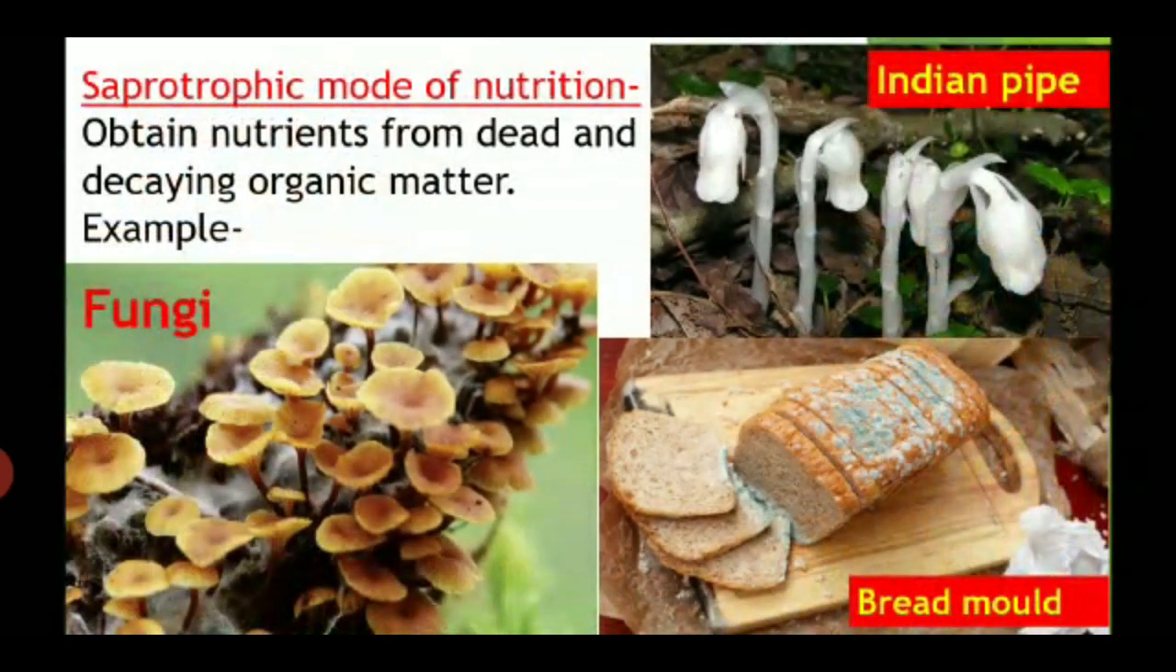Now let us see the other mode of nutrition, that is saprotrophic mode of nutrition. Some non-green plants obtain their nutrients from dead and decaying organic matter of plants and animals. Such plants are usually white in color and have no leaves at all. So, the mode of nutrition in which the non-green plants obtain their nutrients from dead and decaying organic matter of plants and animals is called saprotrophic nutrition.